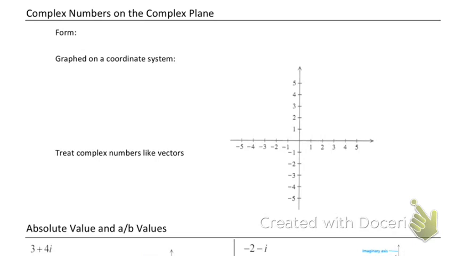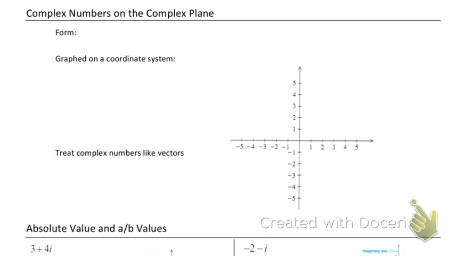As we're doing this, do not overthink it. Today is going to be almost exactly the same as what we did with vectors. We're going to make little alterations at the end, but the bulk of this is going to be the exact same. So complex numbers on the complex plane.